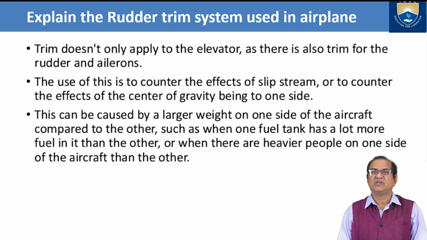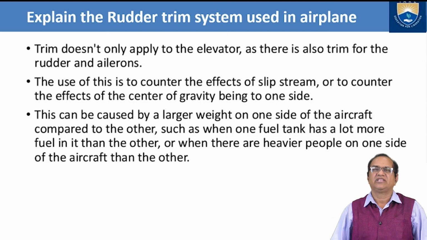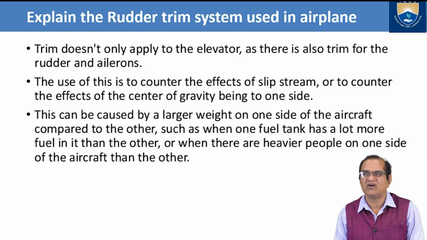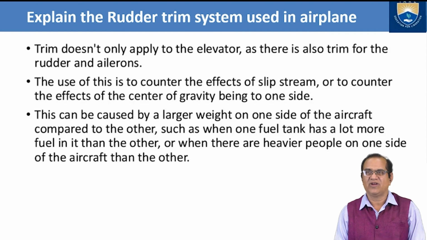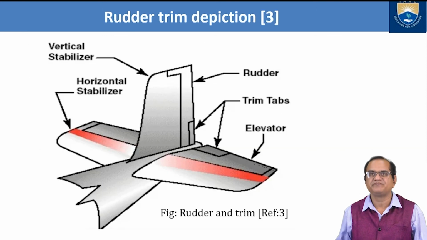Explain the rudder trim system used in airplanes. Trim doesn't only apply to the elevator, as there is also trim for the rudder and the aileron. These are used to counter the effect of slipstream or to counter the effect of the center of gravity being to one side. This can be caused by a larger weight on one side of the aircraft compared to the other, such as when one fuel tank has more fuel in it than the other, or when there are heavier people on one side of the aircraft than the other. At that time these rudder trim tabs are used.